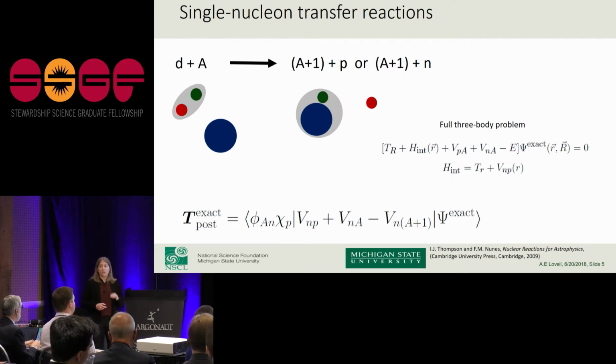So the types of reactions that I'm interested in are single nucleon transfer reactions. So again, we have a deuteron impinging on some sort of heavy target. It leaves behind the proton or neutron in a bound state with the target, and then the remaining neutron or proton flies away. And we want to calculate the cross-section of this reaction, which takes into account the wave functions of both the initial system and the final system, for which we need interactions between our projectile and targets.